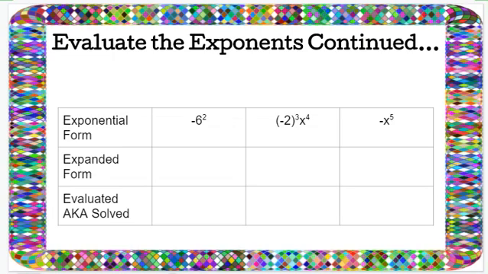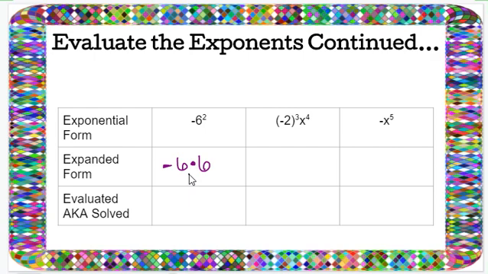Evaluate the exponent continued. Again, evaluate just means to solve. So this first example, we have the opposite of 6 squared. Because the negative sign is not in parentheses, it helps to read that as the opposite of 6 squared. So when we expand it, there's no parentheses, so the negative sign just stays in the front, and then we have 6 times 6, because 6 times itself twice.